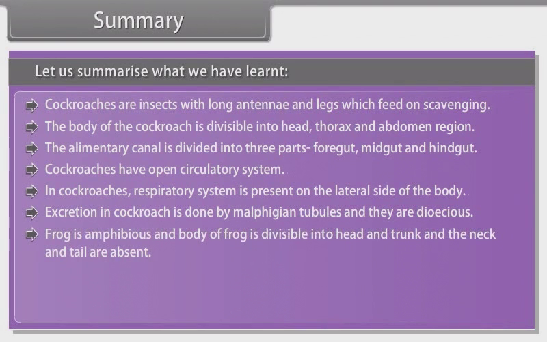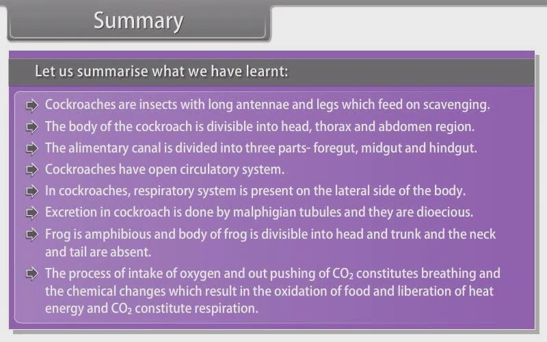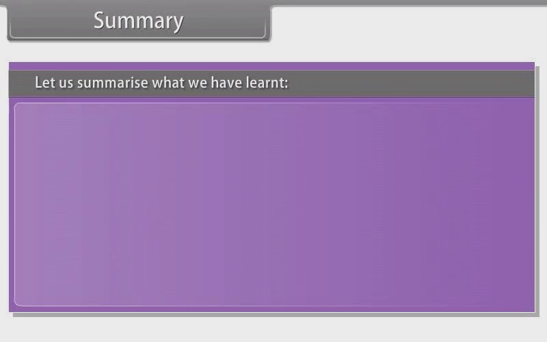Frog is amphibious and body of frog is divisible into head and trunk, and the neck and tail are absent. The process of intake of oxygen and outpushing of CO2 constitutes breathing, and the chemical changes which result in the oxidation of food and liberation of heat energy and CO2 constitute respiration. Frogs have a well-developed closed type of circulation.